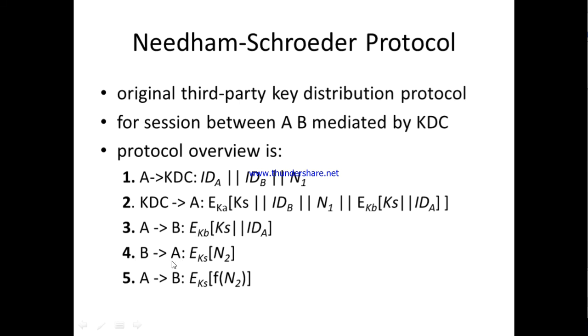Then B is going to share some nonce, to check the session key. With this session key, it is going to encrypt and send it. And when it is sent to A, A is going to give a response, again encrypting it. So in this way, the further communication will happen with the secret key, right?